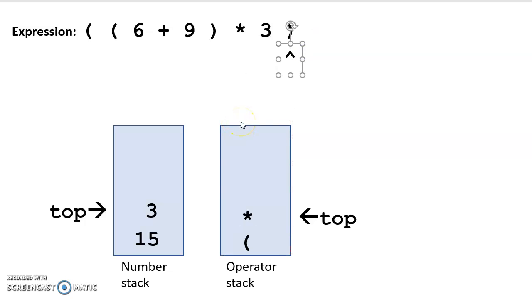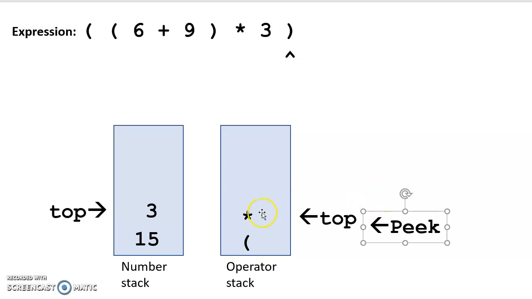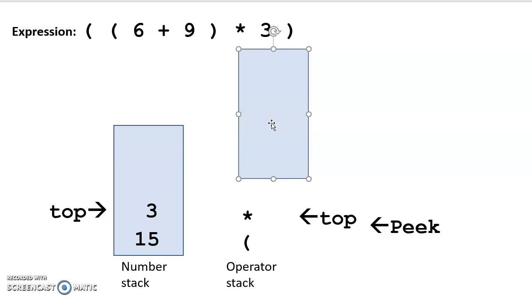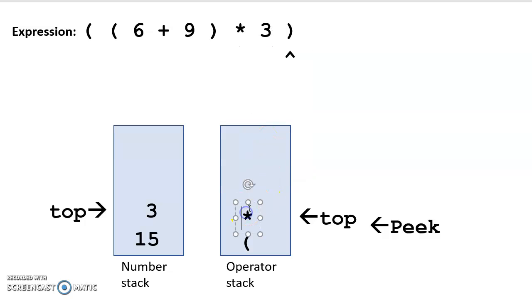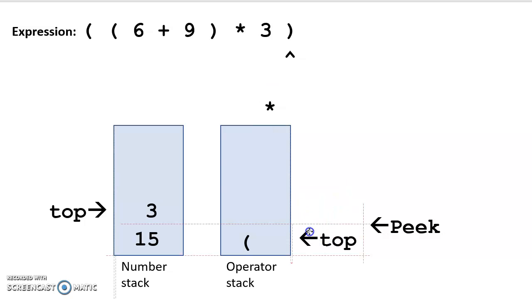Okay, so this is where I want to peek at the top of the operator stack to see, do we have an open paren? I don't have an open paren. That means there's an operation I'm going to have to carry out. So I pop the operator from the top. I pop the operator from the top of the stack. The top is going down.